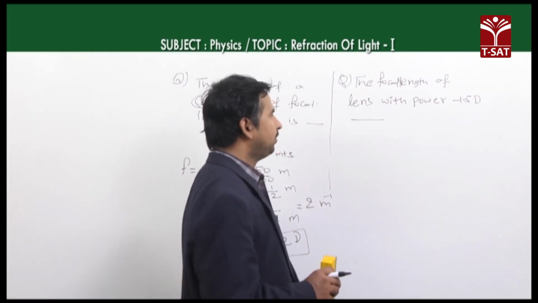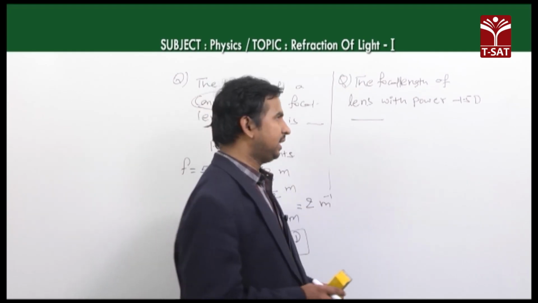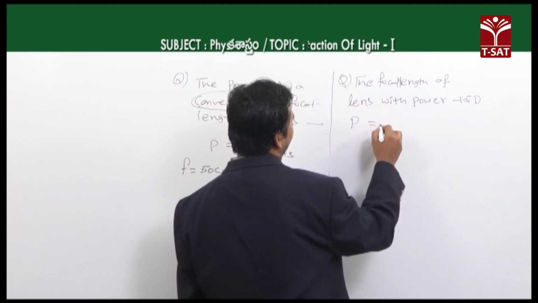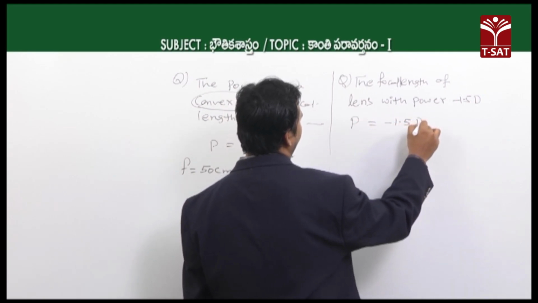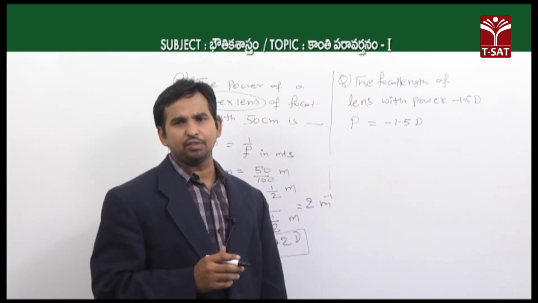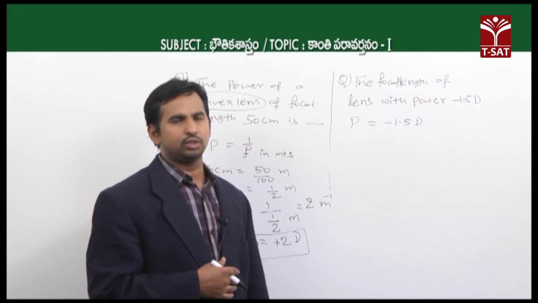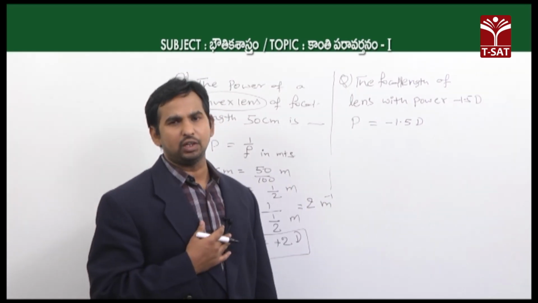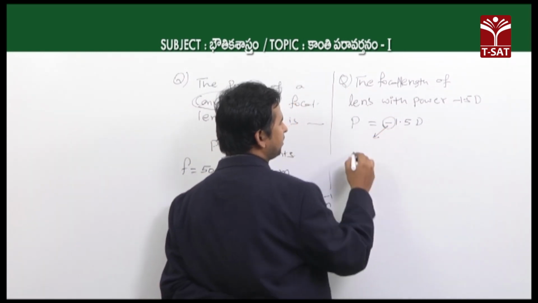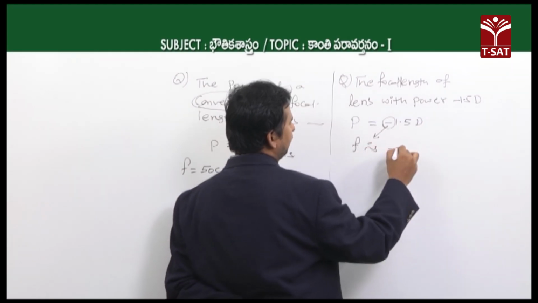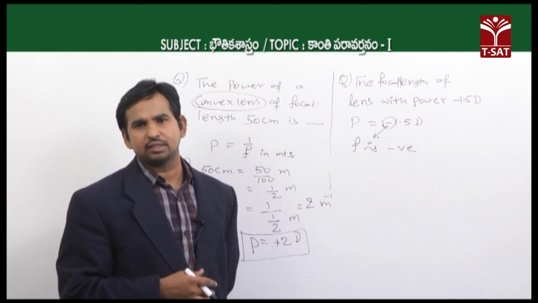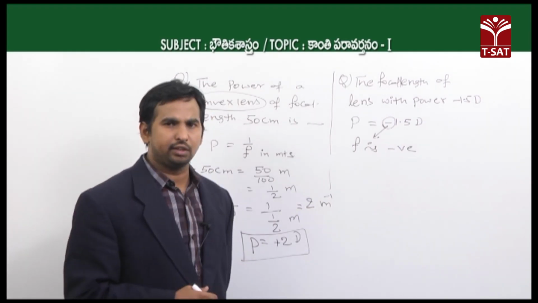Now, coming to the second case, another question is given: find the focal length of the lens with power minus 1.5 D. The power is given directly, P is equal to minus 1.5 D. Now, about the sign convention: if the focal length is positive, the power is also positive, whereas if the power is negative, the focal length is also negative. So from this it is clear that f is negative. The focal length is negative in the case of a concave lens.